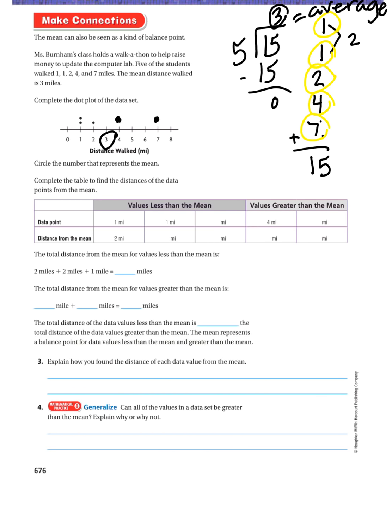Complete the table to find the distances of the data points from the mean. Data point, 1 mile. So values less than the mean. So here was a 1. This was less than the mean. Here is the 2. Here, I'll use my highlighting tool.